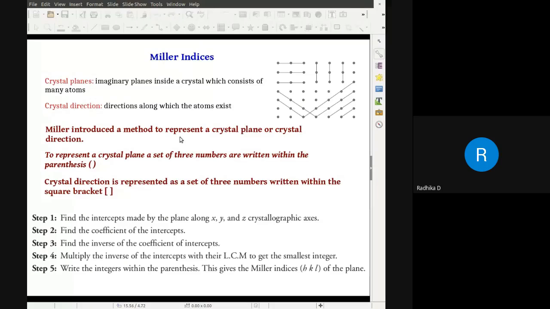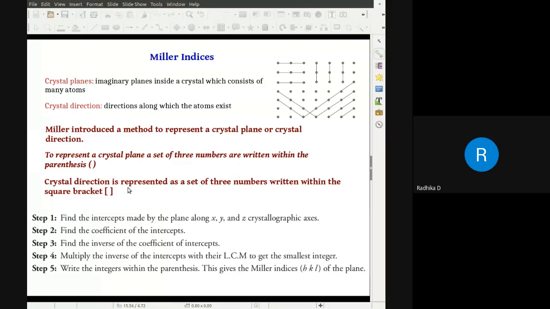So now, Miller, this scientist, brought in this concept of Miller indices so as to represent these crystal planes and crystal directions. Okay? So, as you know, a crystal obviously has a three-dimensional structure. For that reason, there are three numbers, a set of three numbers written within parentheses. These are parentheses, or the normal round brackets. A set of three numbers written in round brackets is what is going to represent a crystal plane.